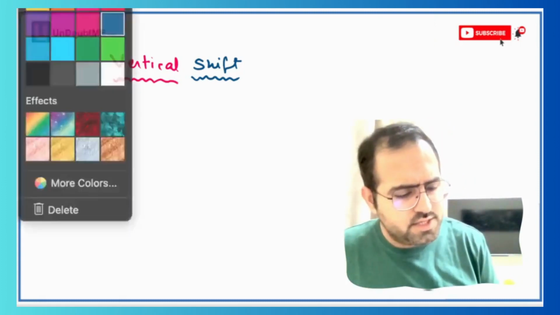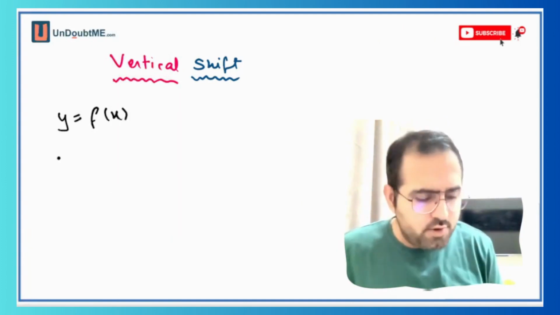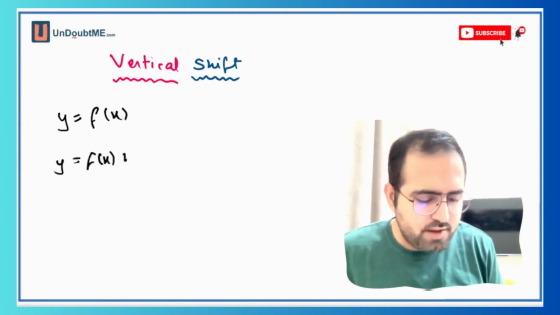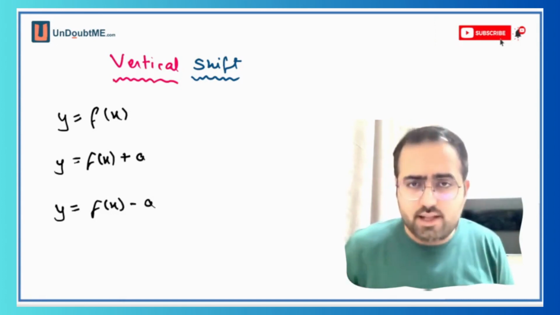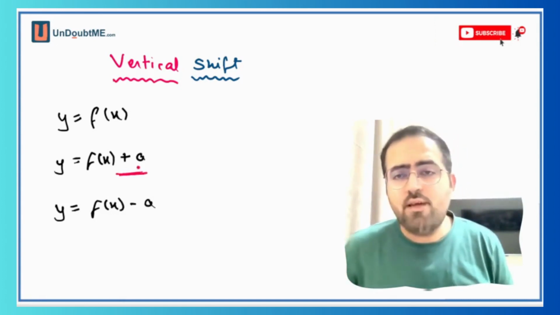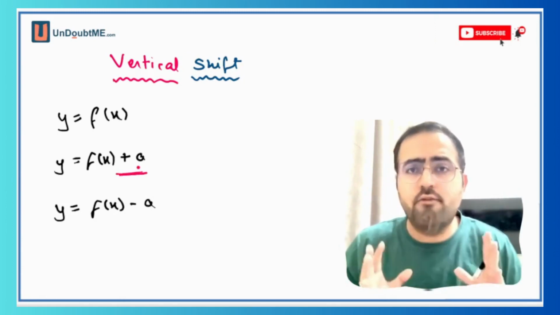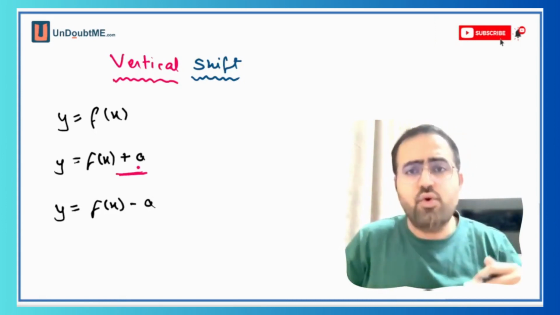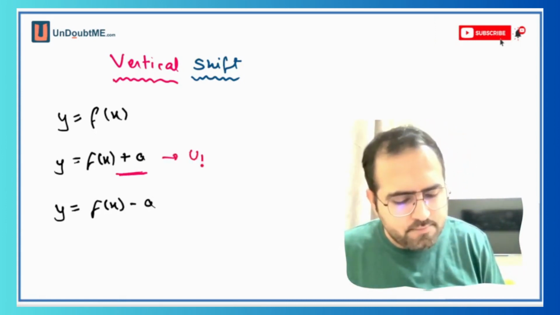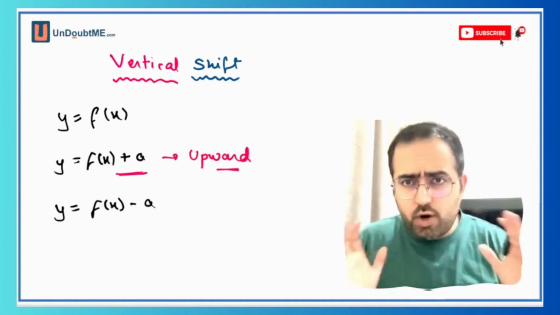So if I have the original function as y is equal to f(x), and one example as y is equal to f(x) plus a, where a is any number, and another as y is equal to f(x) minus a, all you have to understand is that when it is plus a, you are adding something to the value of f(x). The value of f(x) lies on the y-axis. Since you are adding something to it and it is plus, I can say this will be a vertically upward shift.